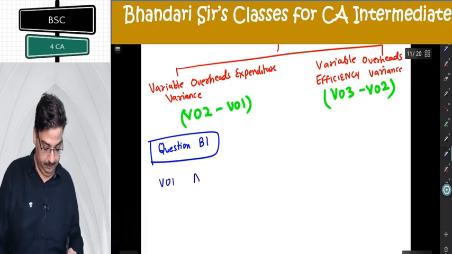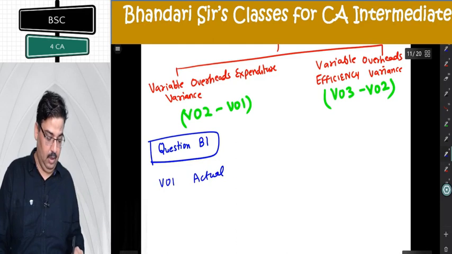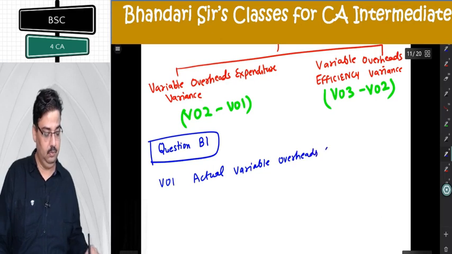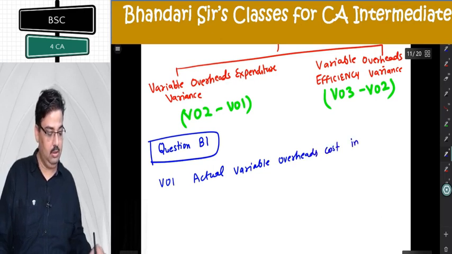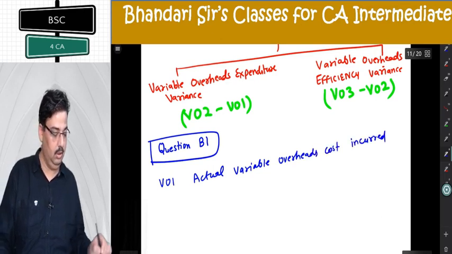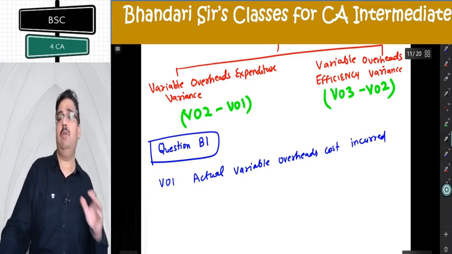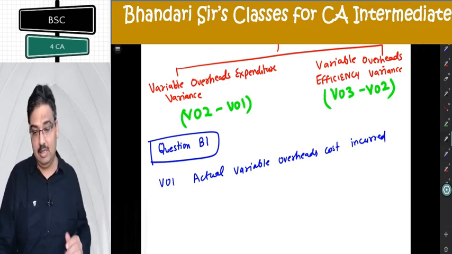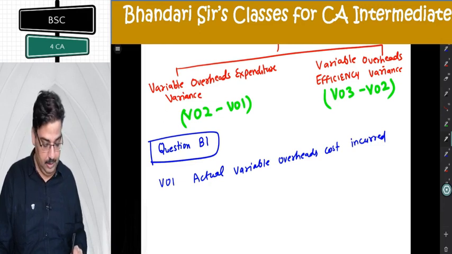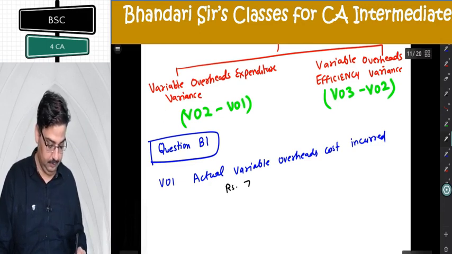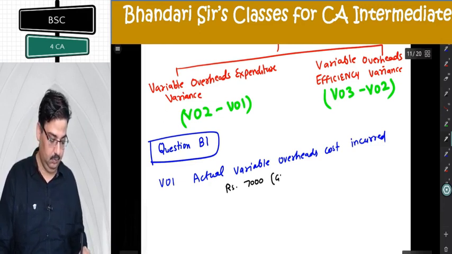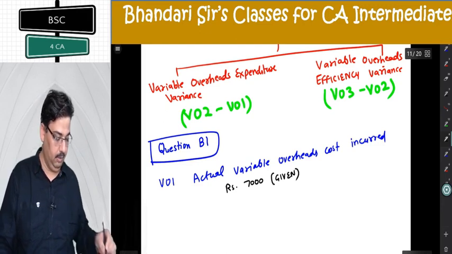VO1: actual variable overheads cost incurred. Exactly like this you have to write in the exam. It is given. Actual is given: rupees 7,000.